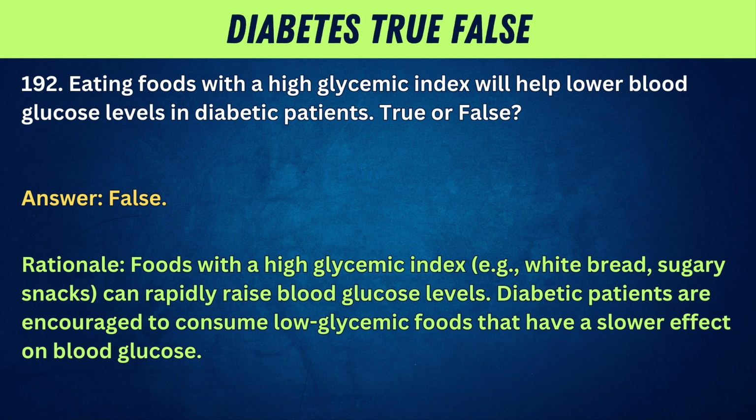192. Eating foods with a high glycemic index will help lower blood glucose levels in diabetic patients. True or false? Answer: false. Rationale: foods with a high glycemic index, e.g., white bread, sugary snacks, can rapidly raise blood glucose levels. Diabetic patients are encouraged to consume low glycemic foods that have a slower effect on blood glucose.